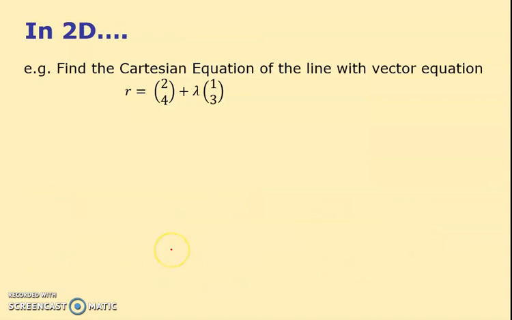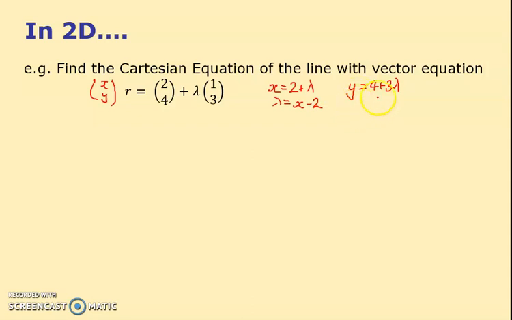In 2 dimensions, find a Cartesian equation of the line with a given vector equation. So exactly the same, but now there's only 2 dimensions. But notice again, I can just write x, y equals. So I can say x equals 2 plus lambda. I can say y equals 4 plus 3 lambda. Quite nice, this, isn't it? Lambda equals then x minus 2.